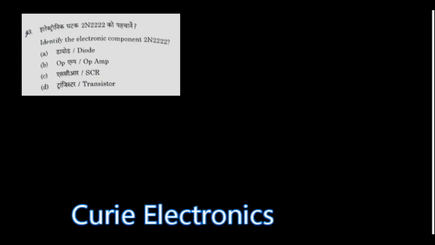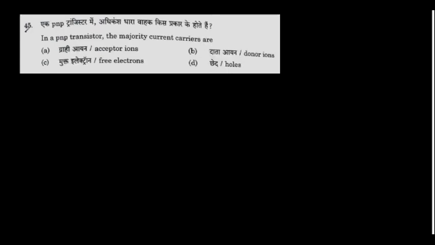Identify the electronic component 2N2222. It's a transistor. It's an NPN transistor. In a common emitter configuration, current gain beta is equal to IC upon IB, where IC is the output current and IB is the input current. So option B is the right answer. In a PNP transistor, the majority current carriers are holes.